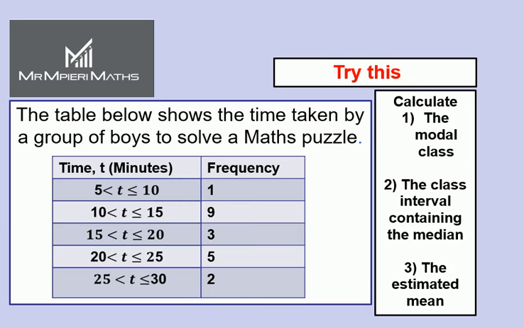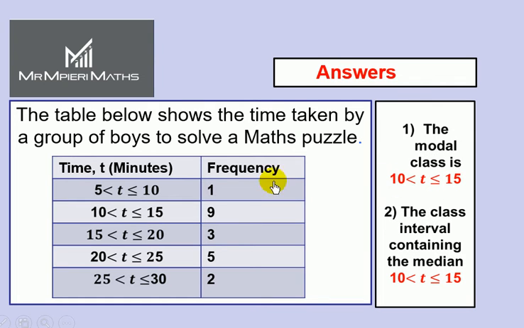Okay, here are the answers. The modal class is the class with the most popular frequency, and that is between 10 and 15. So that's the modal class. When you add this up, 1 add 9 gives you 10. 10 add 3 is 13. 13 add 5 is 18. 18 add 2 is 20. So now this is 20.